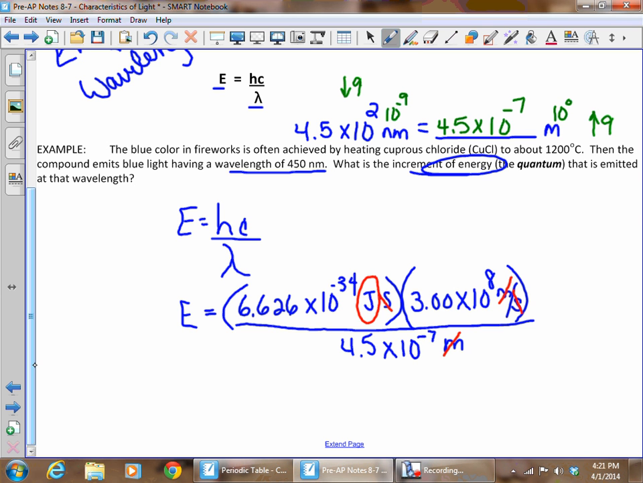Is that a valid unit for energy? Yes, it is. So energy then is going to be equal to 6.626 times 10 to the negative 34th times 3.00 times 10 to the 8th divided by 4.5 times 10 to the negative 7th. And we come up with a value for that in our calculators of 4.42 times 10 to the negative 19th joules.